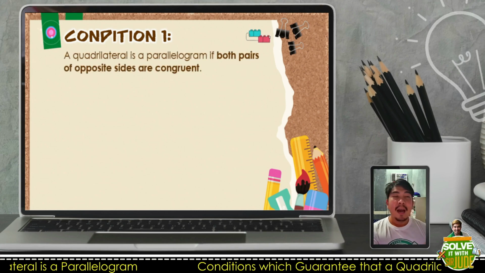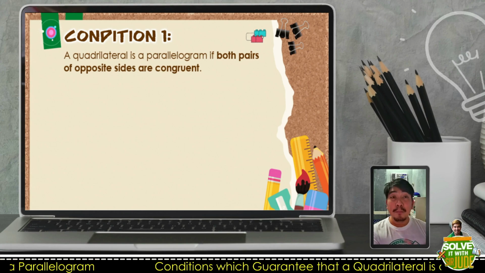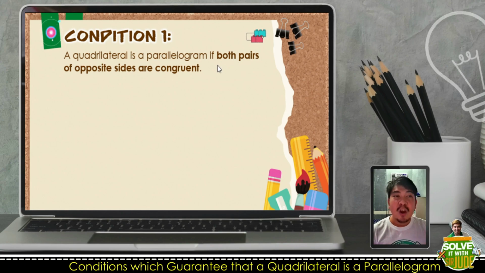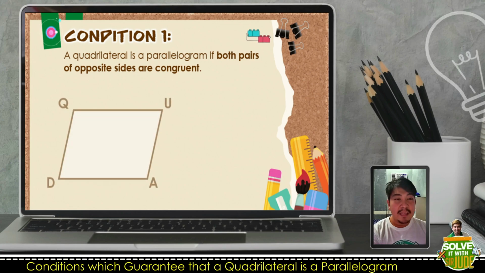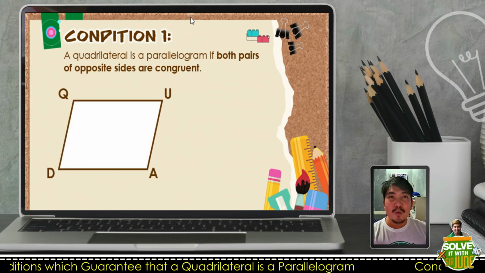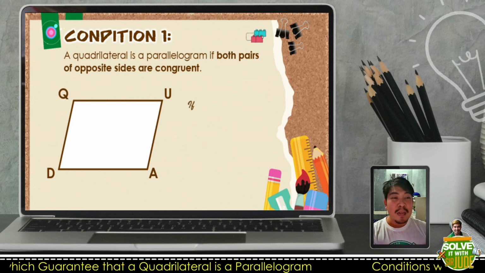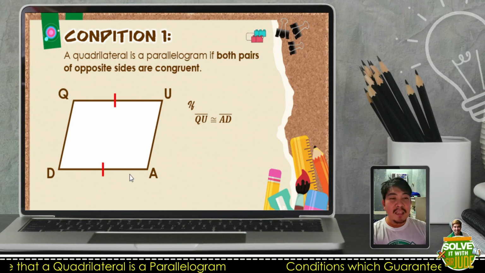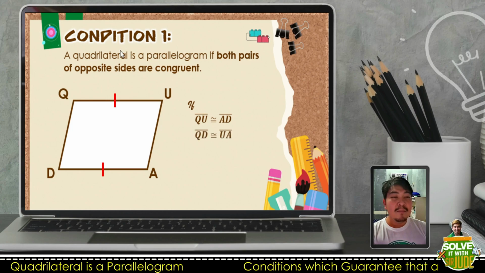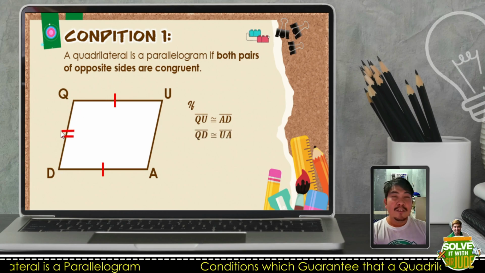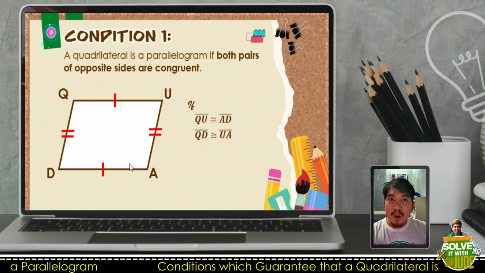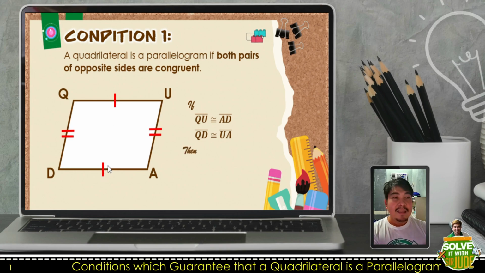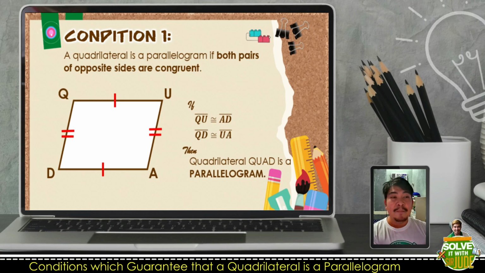Condition number 1. A quadrilateral is a parallelogram if both pairs of opposite sides are congruent. Again, we need to emphasize that both pairs of opposite sides must be congruent. So suppose we have here quadrilateral QUAD, hindi pa natin alam kung ito ay parallelogram. So if segment QU is congruent to segment AD, so let us have the markings, and at the same time, segment QD is congruent to segment UA. So kapag ganito ang markings, we can say, since we have two pairs of opposite sides which are congruent, then we can say that the given quadrilateral is a parallelogram.